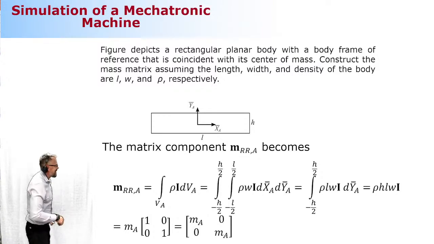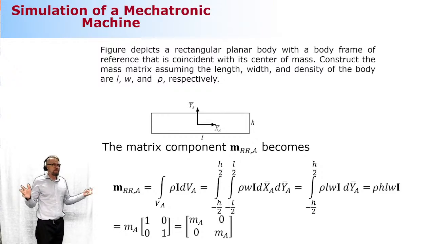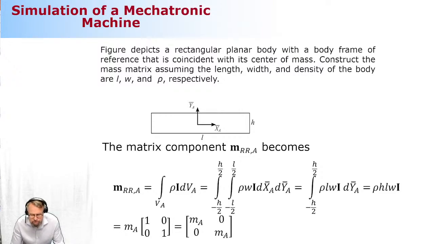Okay. All right. So here it is. I have a box-like body. Body reference coordinate system is located in the middle here. And I wanted to figure out my mass matrix. The first thing to compute is this 2 by 2 matrix where these diagonal components are the mass of the body.